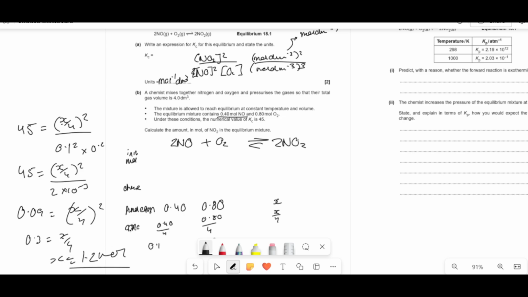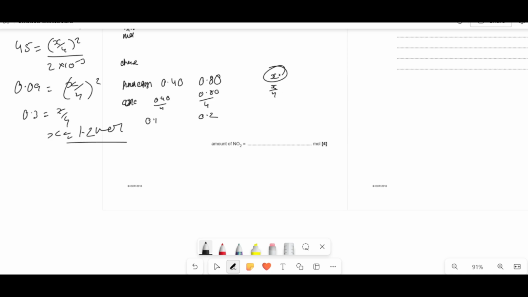There you go. That goes back to moles, because this was concentration, remember, and I've multiplied it out by its volume again eventually. So it's just moles, that's it. And that's the X here as well, so you know it's that.